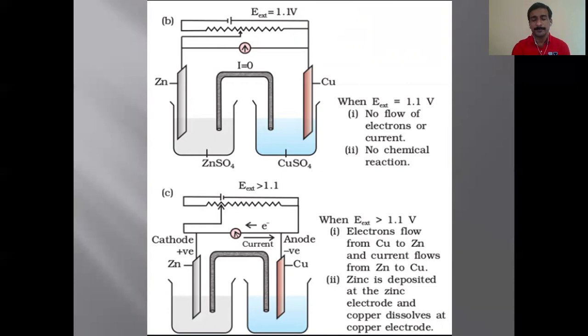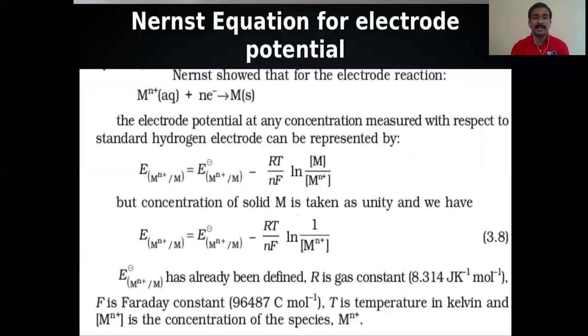So this year you have to study the Nernst equation to calculate electrode potential and the Nernst equation to calculate cell potential. Nernst showed that for the electrode reaction Mn+ plus n electrons gives M, which is a reduction reaction, where Mn+ means a metal ion in the n+ oxidation state, when it accepts n electrons it changes to metal. The electrode potential at any concentration, measured with respect to the standard hydrogen electrode, can be represented by the following.